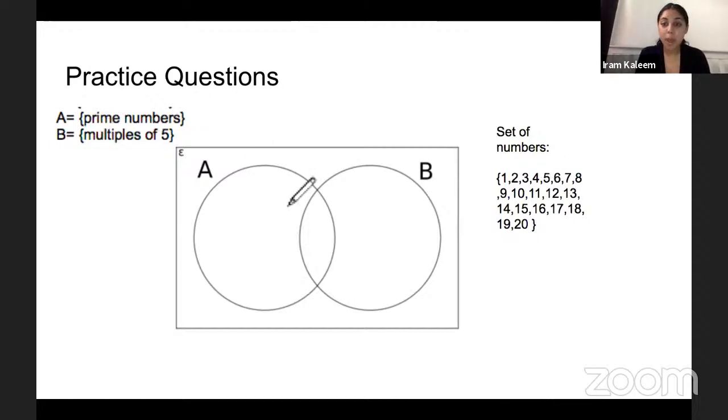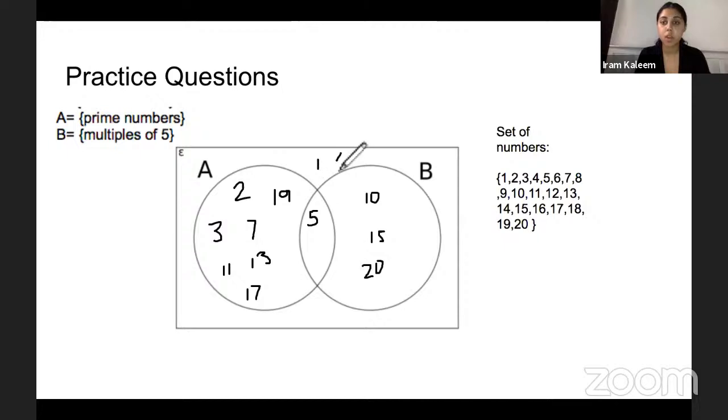So in A, we'll put all the prime numbers. So 2, 3, put 5 in the middle because it's both prime and a multiple of 5. So next prime number is 7, then 11, 13, 17, and 19. And then in the other one, we'll put multiples of 5. So we've got 10, 15, 20. And anything that goes outside is neither prime nor a multiple of 5.